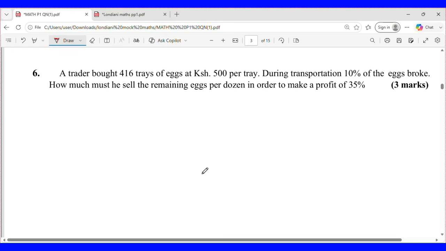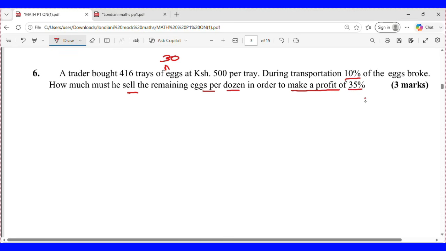A trader bought 416 trays of eggs. There was a mistake here: a tray holds 30 eggs, priced at Kenya shillings per tray. During transport, 10% of the eggs broke. How much must he sell the remaining eggs per dozen in order to make a profit of 35%?